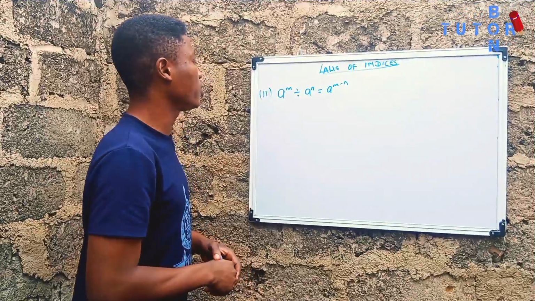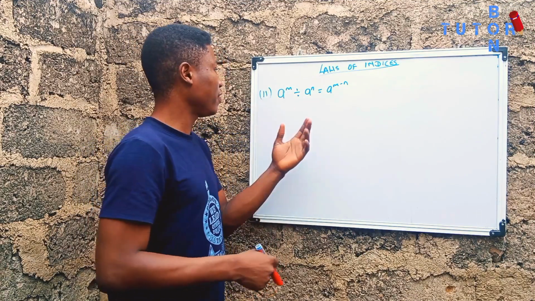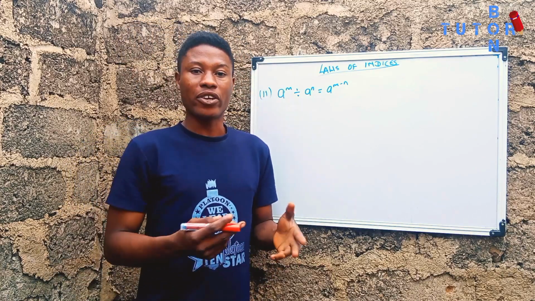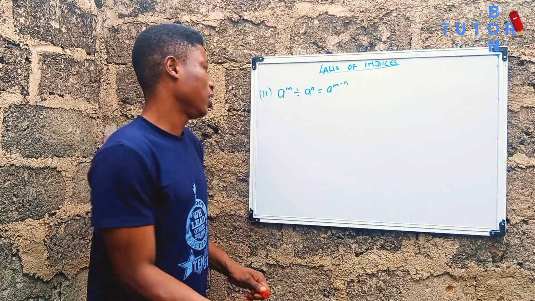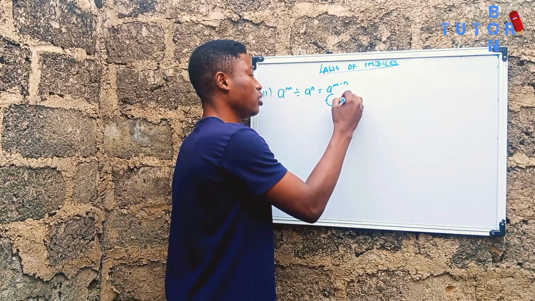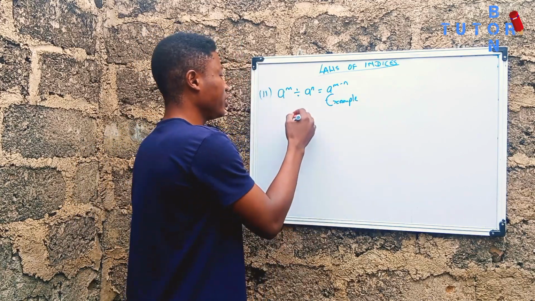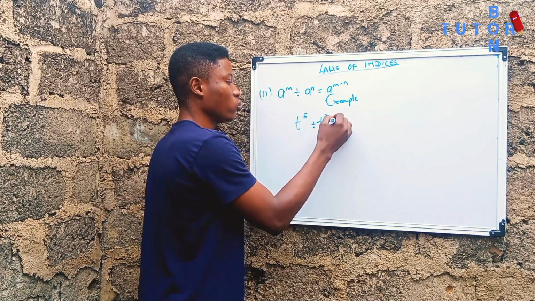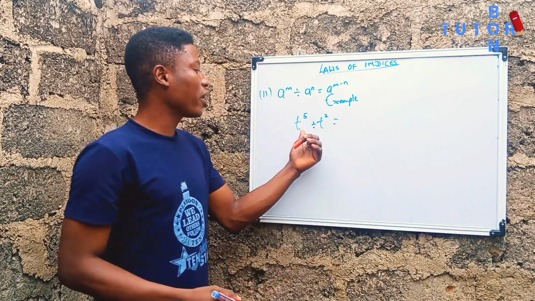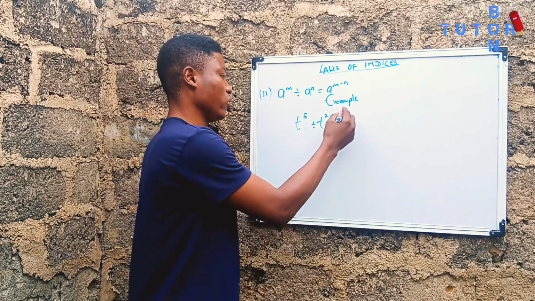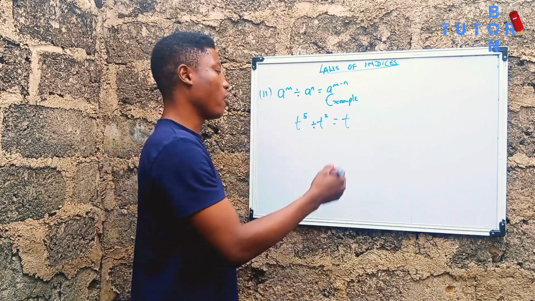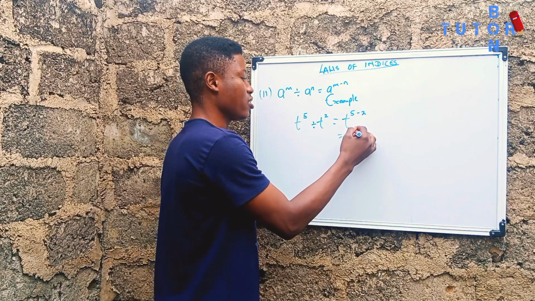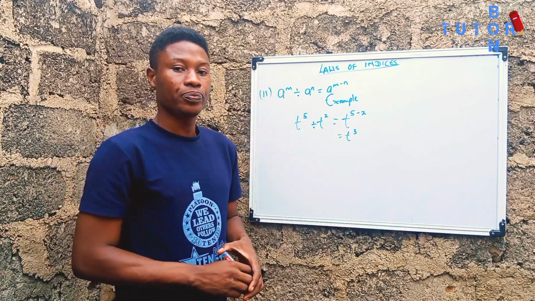The second law. The second law says a raised to power m divided by a raised to power n is equal to a raised to power m minus n. Just like the first law, let's use an example to explain this. Let's say you have t raised to power 5 divided by t raised to power 2. What does this mean? It means you are picking one of these base, which is t, then you subtract the power from each other, which is 5 minus 2, and your answer is t raised to power 3.